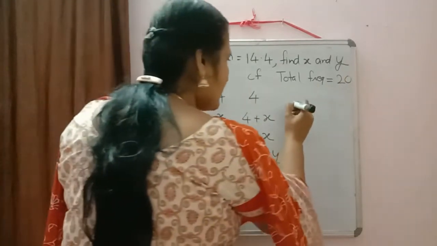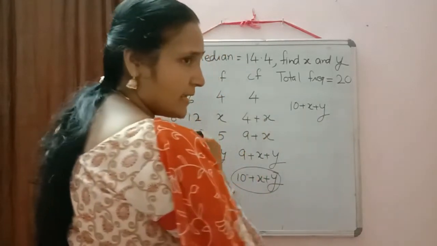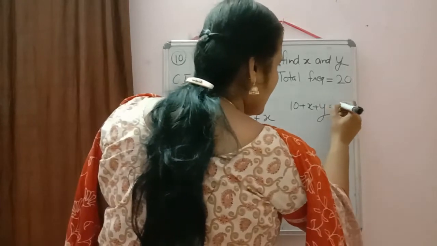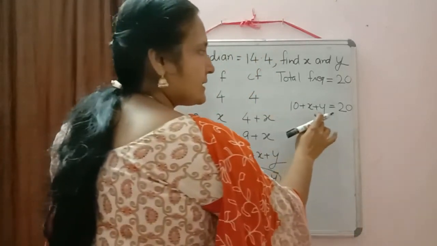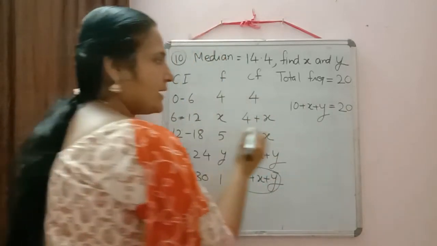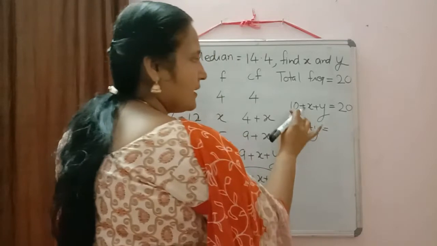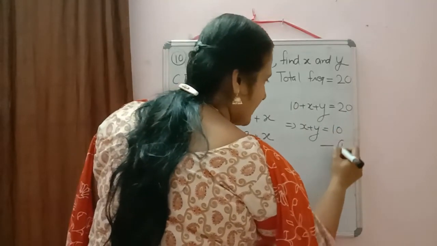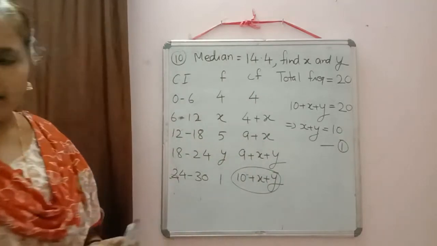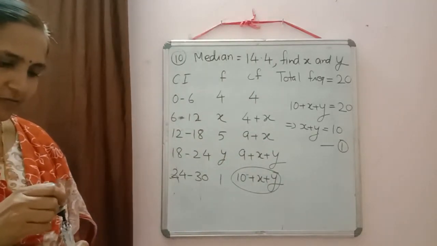What we got as our total frequency? 10 plus x plus y. But what is given in the question? 20. So we can equate the frequency. 10 plus x plus y is equal to 20. So from here we will get x plus y is equal to 20 minus 10, so that will be equal to 10. So this is equation number 1, from the first information, total frequency.